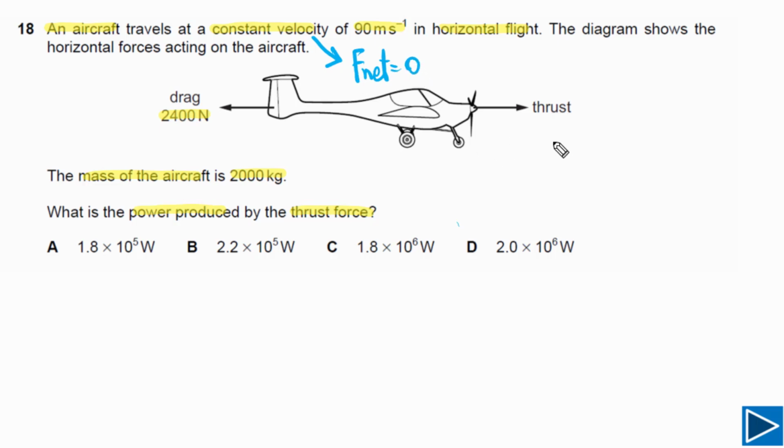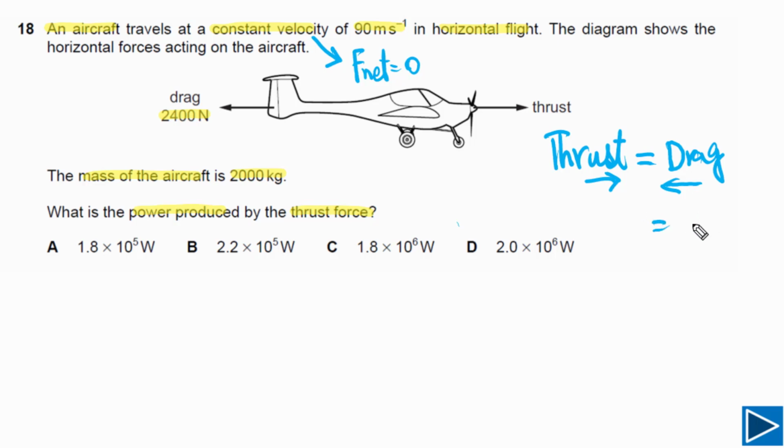We can also say that in this case, because thrust is acting to the right and drag is acting to the left, these two forces, there are only two forces acting along the horizontal. We can simply say that in this case thrust is equal to drag. These two forces are equal.